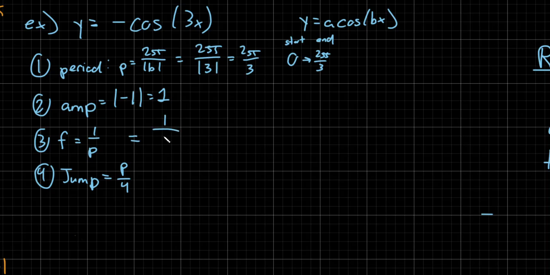So we put 1 over 2 pi thirds. How do I simplify this? Do you remember keep, change, flip? You keep the numerator, you keep it. We change division to multiplication. And then our fraction down here, we flip it. So now I have 3 over 2 pi.